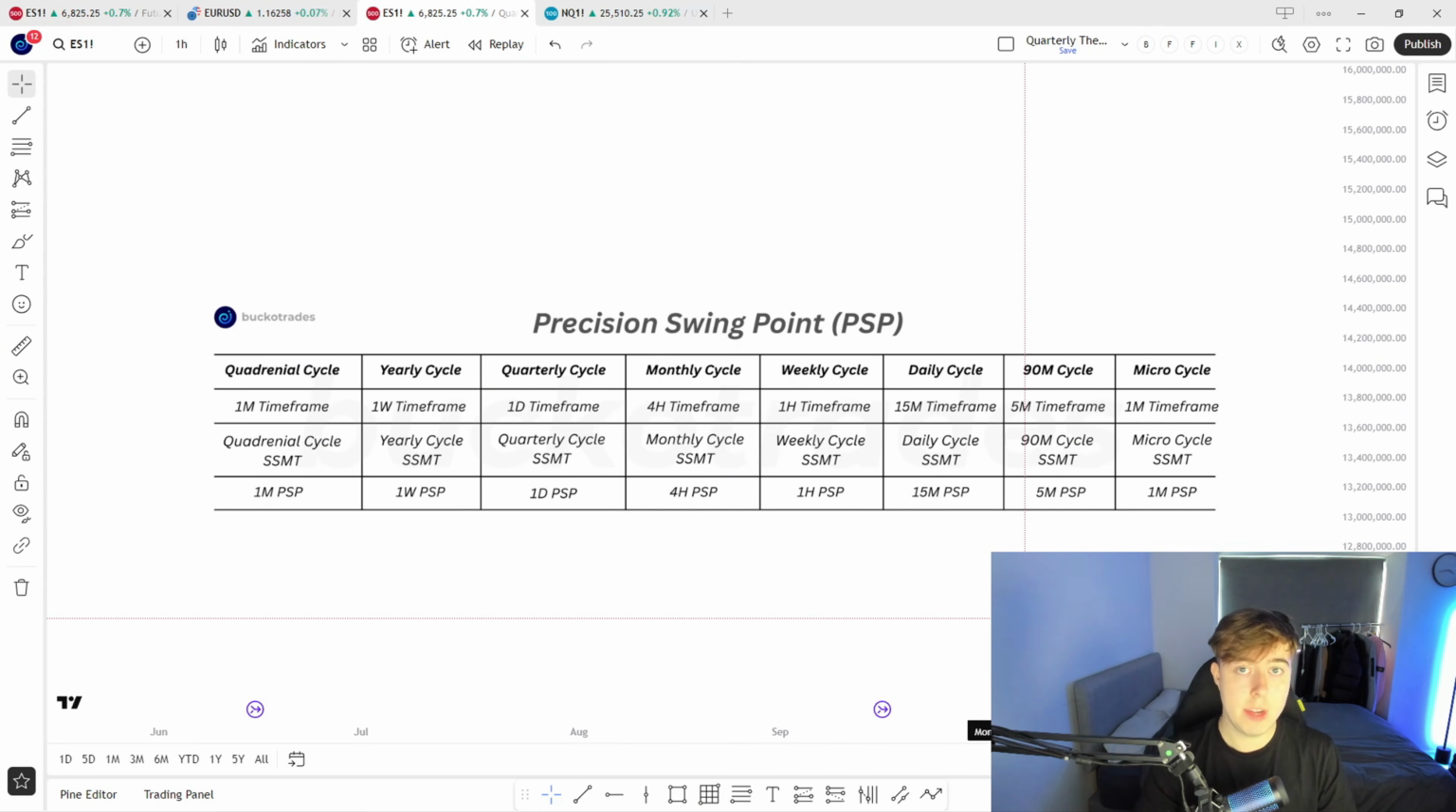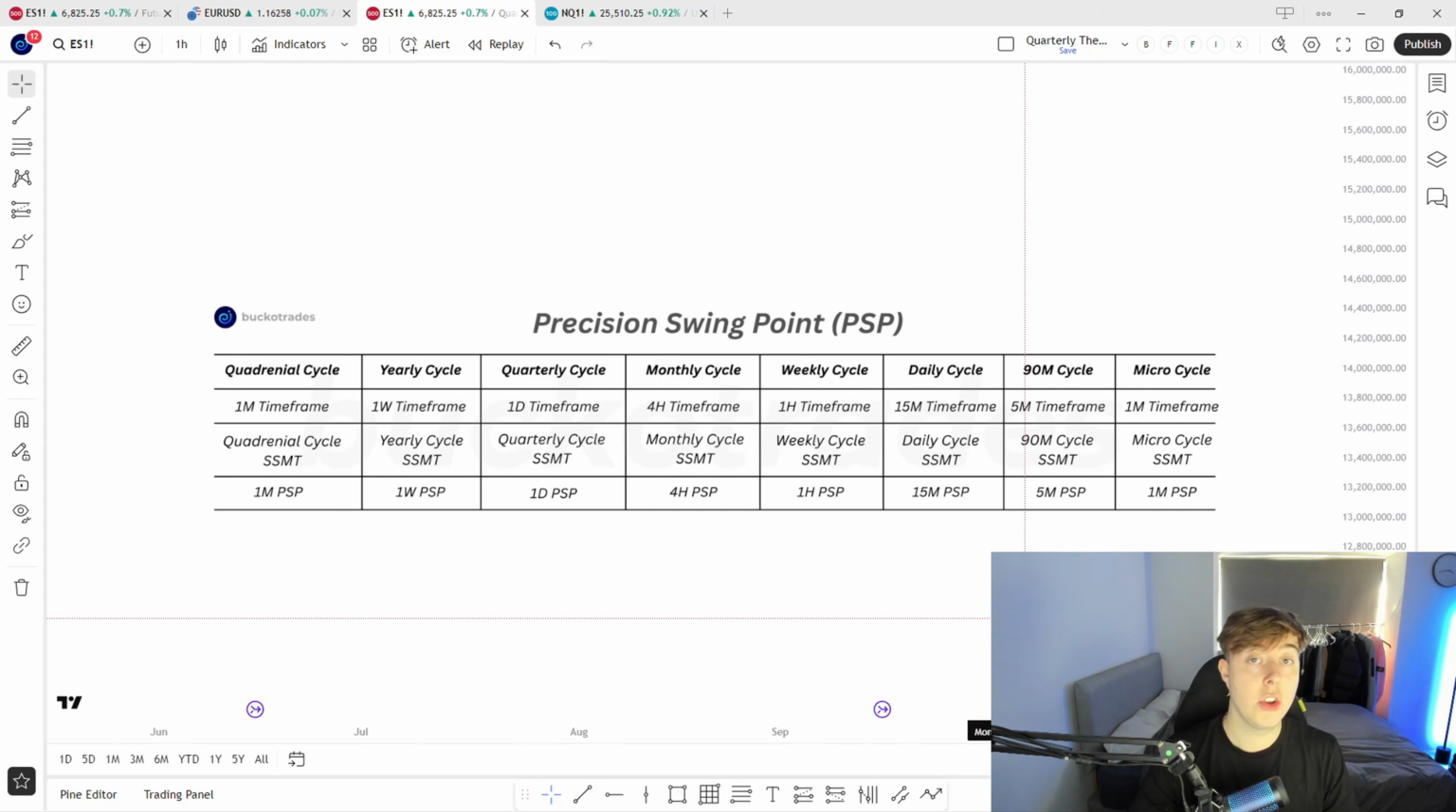So a sequential SMT is a crack in correlation. It shows us that price is most likely going to reverse. And then a precision swing point is another form of a crack in correlation, which again indicates that price is likely to reverse. So if you combine the two together, we know that we're dealing with a pretty high probability setup.